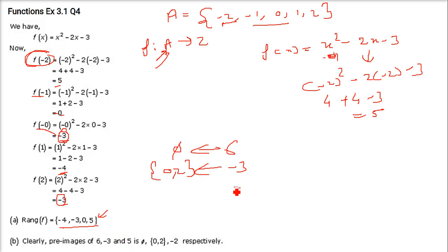5. When has 5 come? Let's see. 5 has come when we put -2, so -2 is there. Any other value where this 5 has come? No. So -2 is the pre-image of this 5.